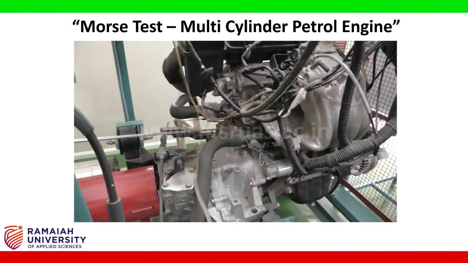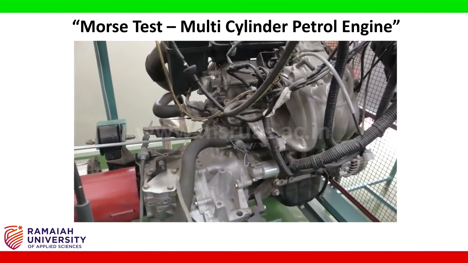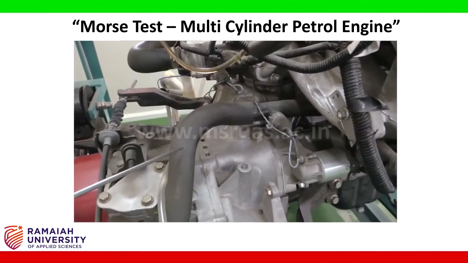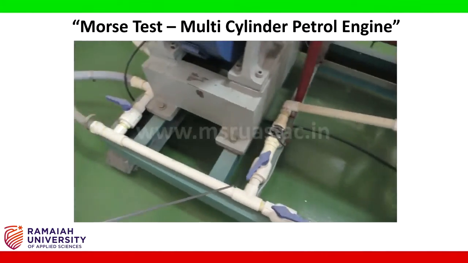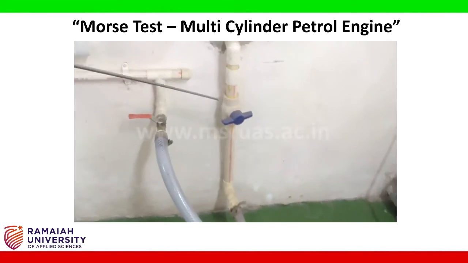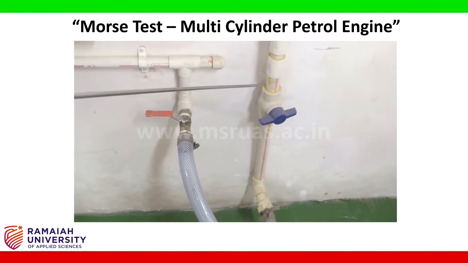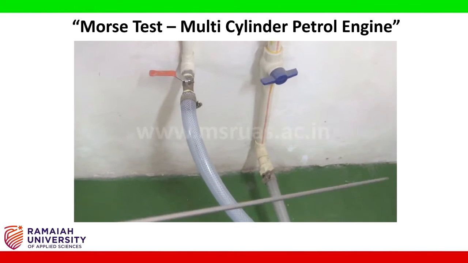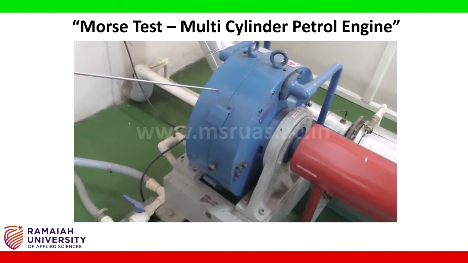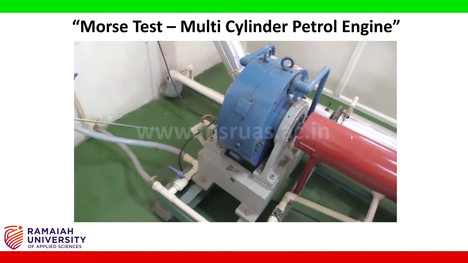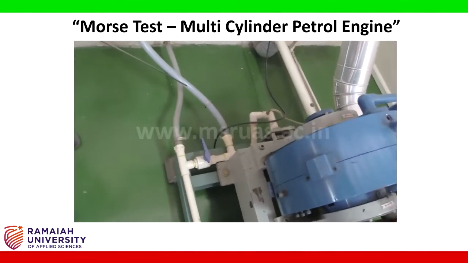This is the water cooled engine. The engine is cooled by the water. The water line is connected here this way. You can see here the main water supply. Also the eddy current dynamometer here. This is also a water cooled eddy current dynamometer. This is also connected to the water supply line here.